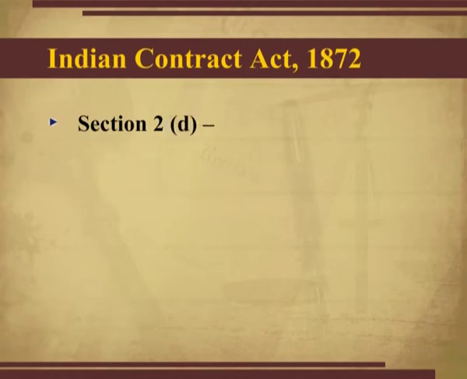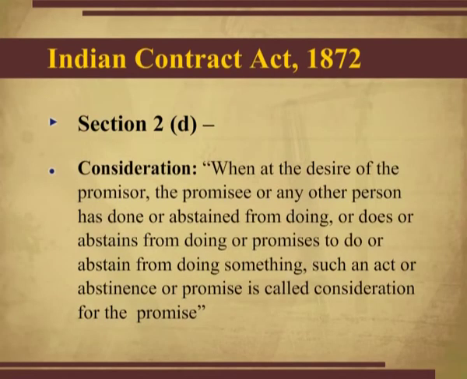Section 2D of the Indian Contract Act defines consideration as: when, at the desire of the promisor, the promisee or any other person has done or abstained from doing, or does or abstains from doing, or promises to do or abstain from doing something, such an act or abstinence or promise is called the consideration for the promise. Consideration means quid pro quo, that is, something in return. Let us go ahead and study the term contractual capacity.